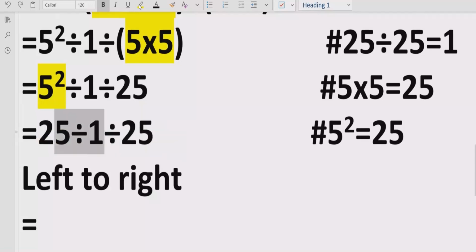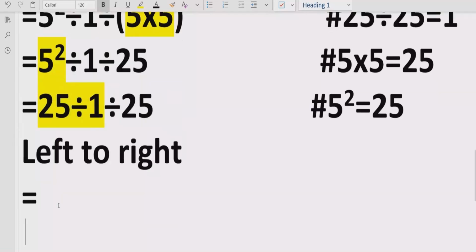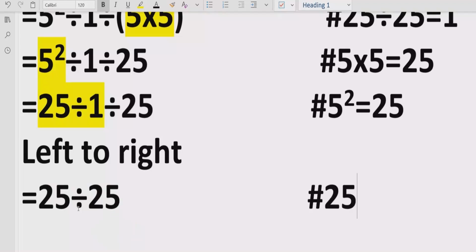So now we have 25 divided by 1. So we have to solve this one. So any number divided by 1 equals to that number. 25 divided by 1 is 25 here. And here we have to give the reference 25 divided by 1 equals to 25.